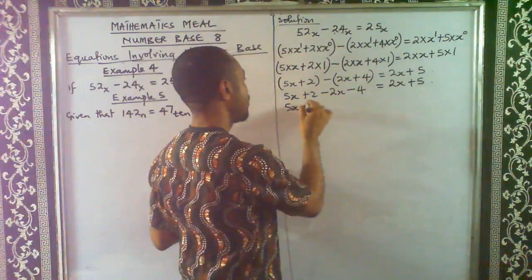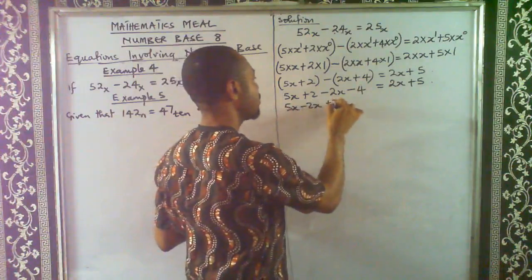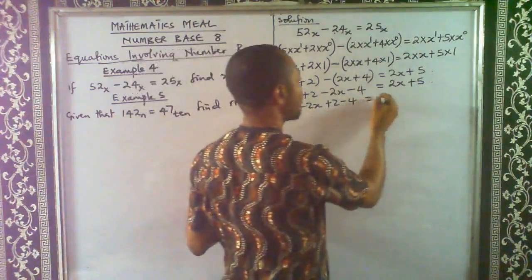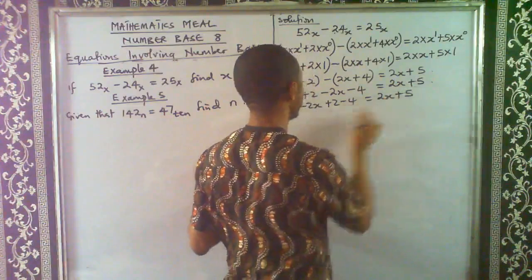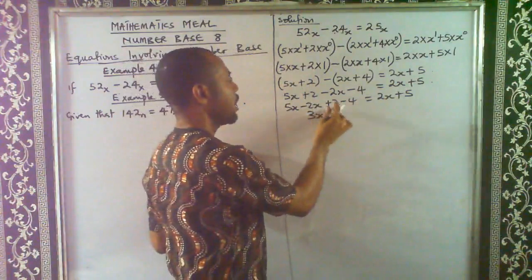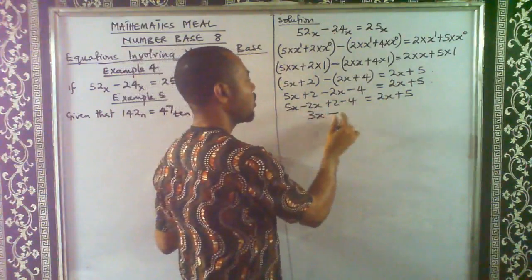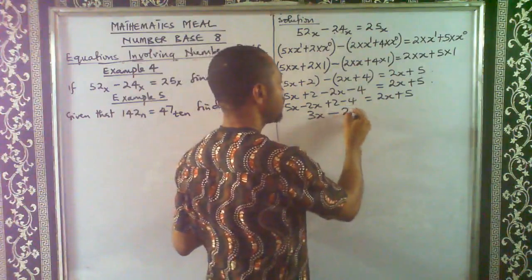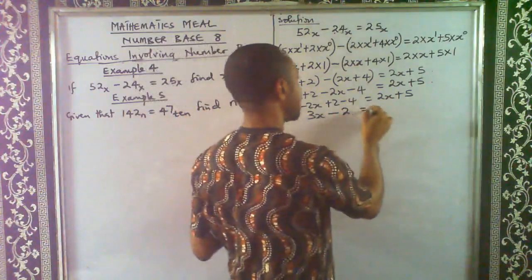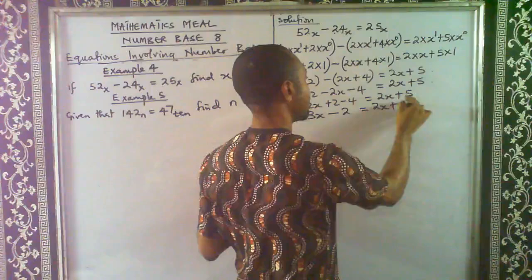5x minus 2x plus 2 minus 4. These two are like terms. So equals 2x plus 5. 5x minus 2x will give me 3x. Plus 2 minus 4 will give me minus 2. Yeah, you need to be careful with signs. So we have 2x plus 5.